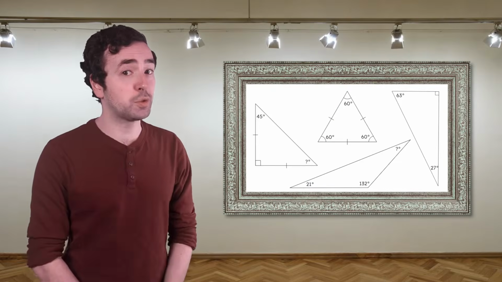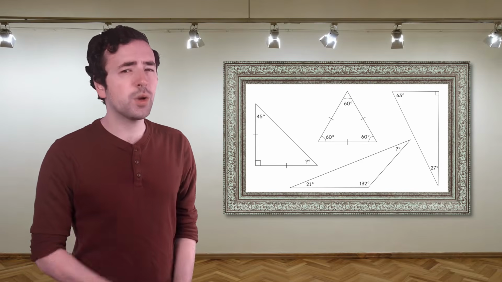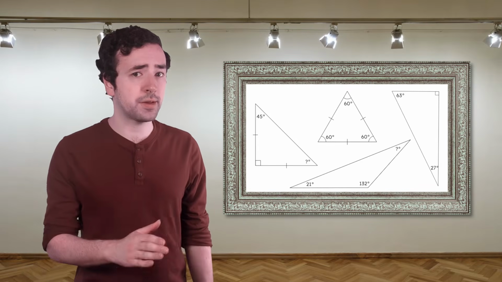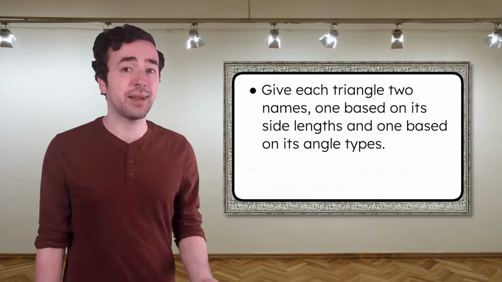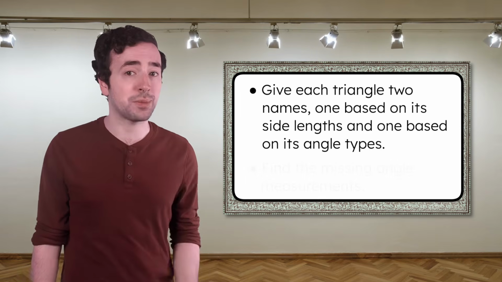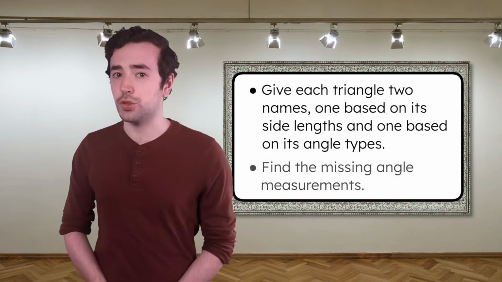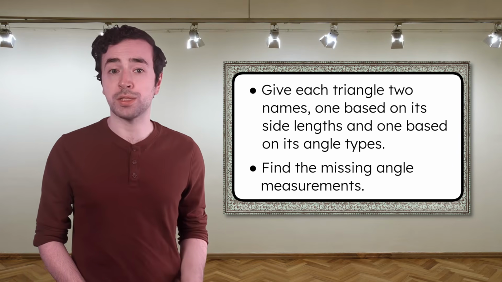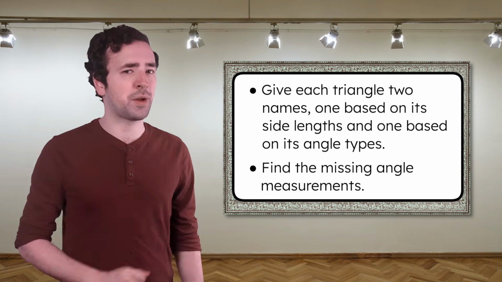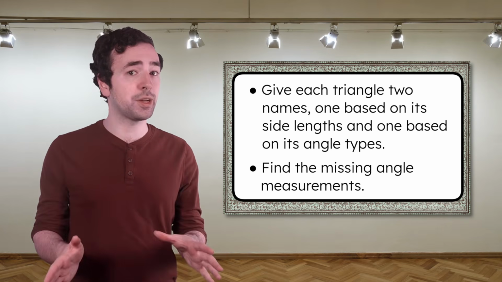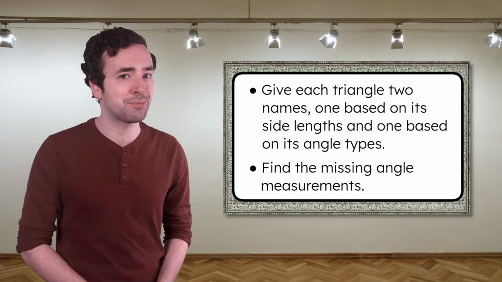This display shows different types of triangles. What do you notice about their side lengths and angles? Give each triangle two names, one based on its side lengths and one based on its angle types. Then, find the triangles with missing angle measurements. Use what you know about the total angle measurement in a triangle to figure out the missing measurements. Pause the video here and show your thinking in your guided notes.